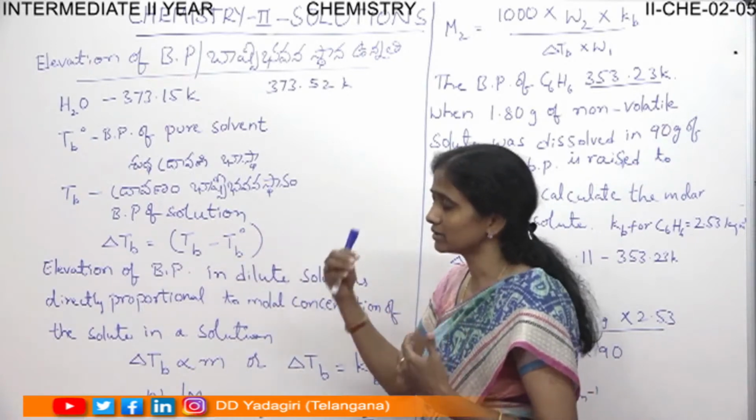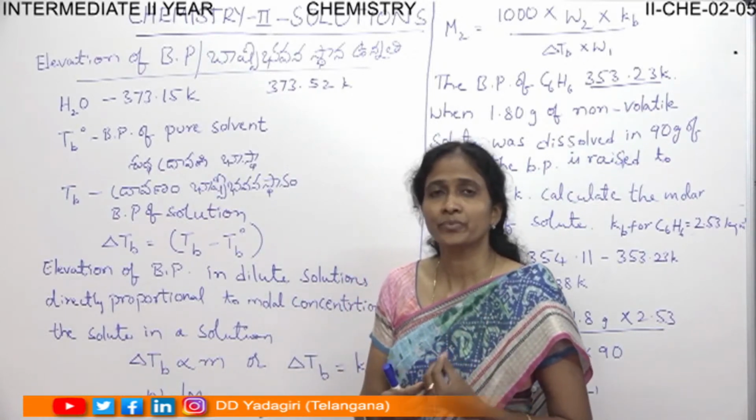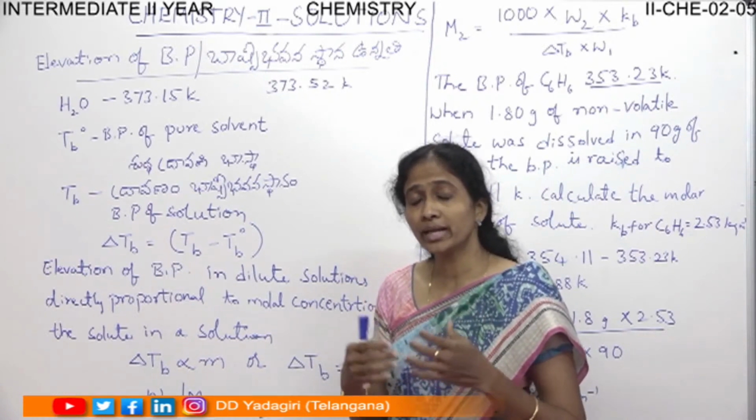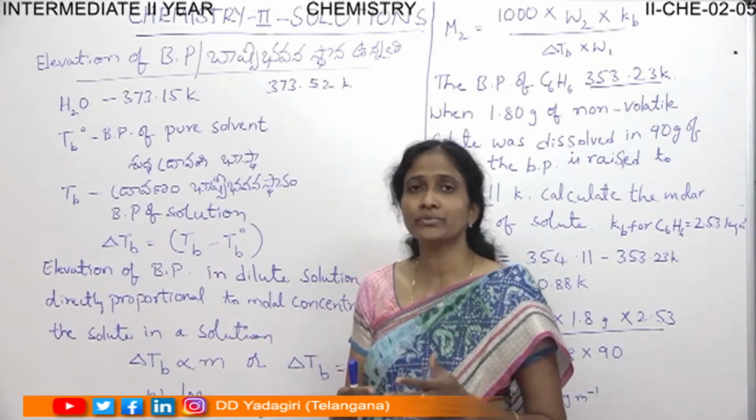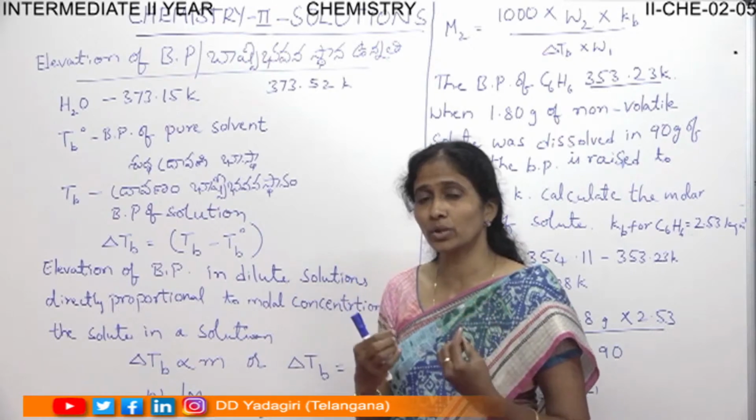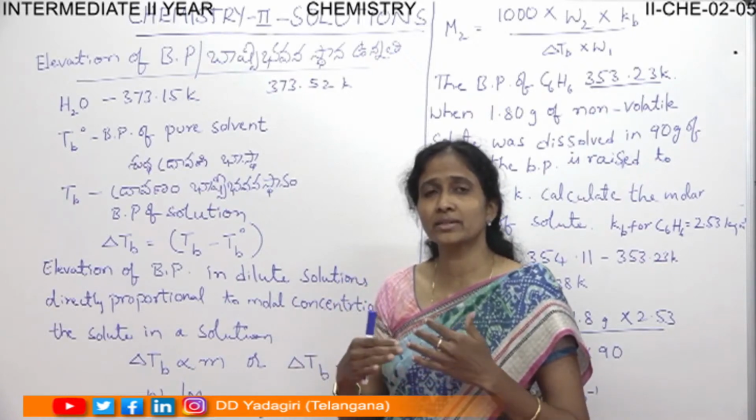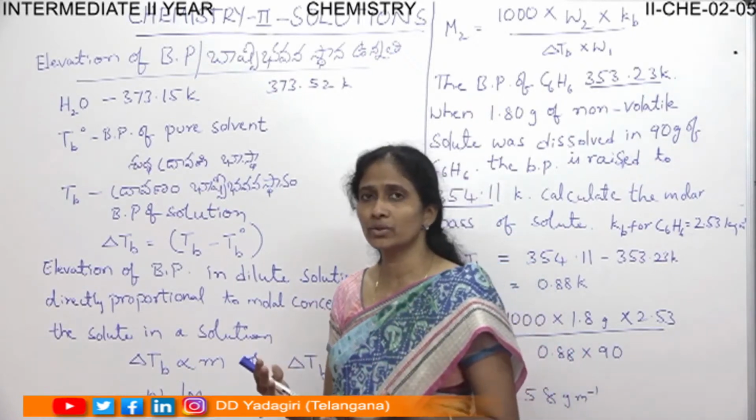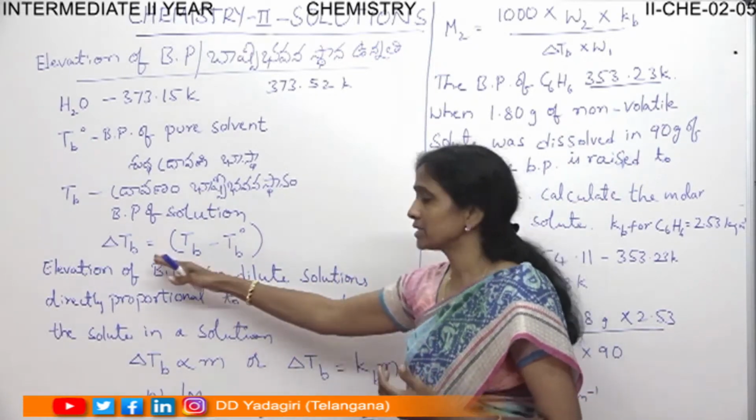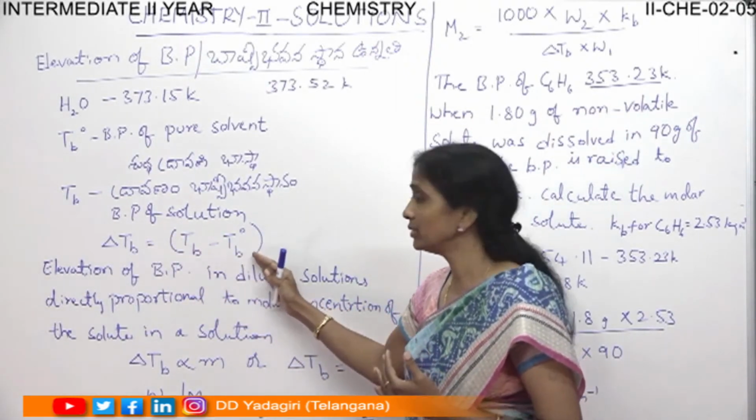It shows the increase of the boiling point after adding the solid compound, which is non-volatile. When a non-volatile solute is added to the solvent, it automatically elevates the boiling point of the given solution, right? So the difference we are writing here is delta TB equals TB minus TB naught.